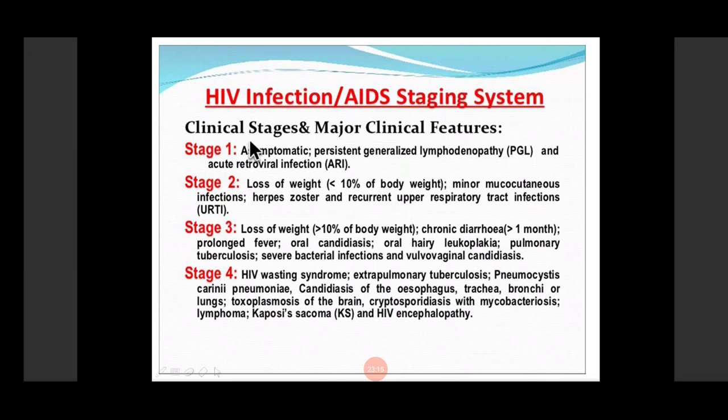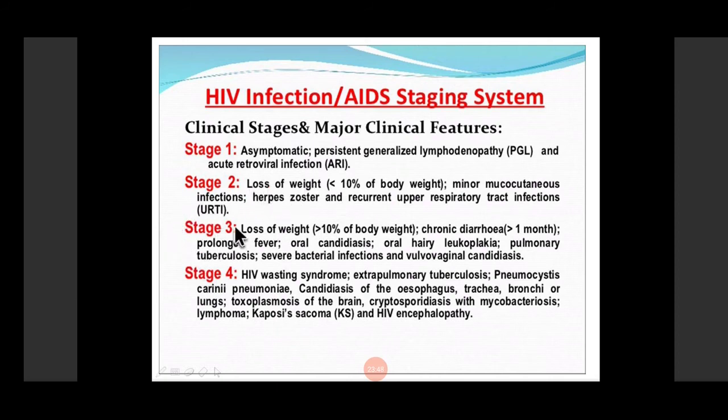Second and third are the stages of clinical latency, and stage 3 is actually the end of the clinical latency period and the start of the HIV infection. Okay, so in stage 2 the patient usually has loss of weight. Loss of weight means significant loss of weight, which means less than 10% of the body weight, and minor mucocutaneous infections. Patient can have infections like herpes zoster, recurrent URIs, or upper respiratory infection. Again here we can see the symptoms are very vague.